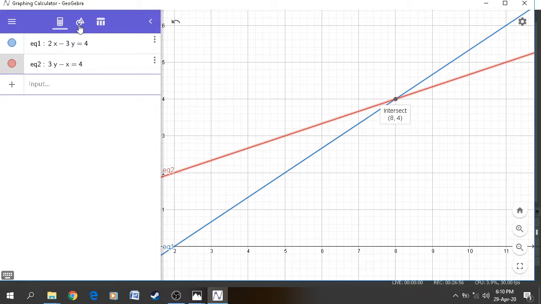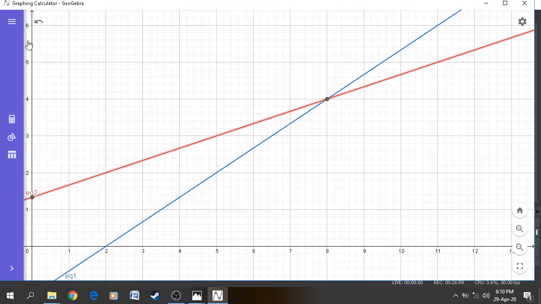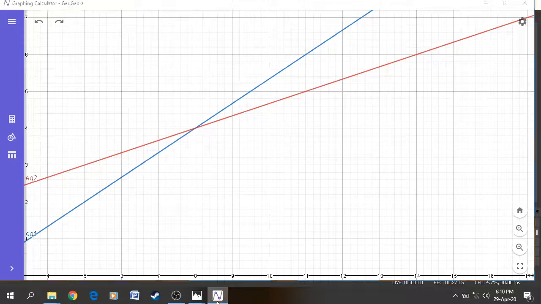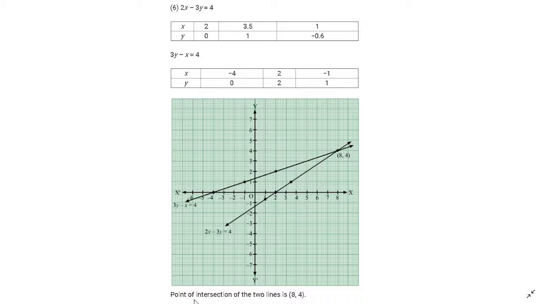Okay, this is the solution. So let's see if our solution is here. The point of intersection of these lines is 8 comma 4. This is the last example from our practice set number 1.1. This is the graphical method, and the next part is about determinants and the practice set on it. We will see determinant practice set 1.3 in our next video. Thank you very much.